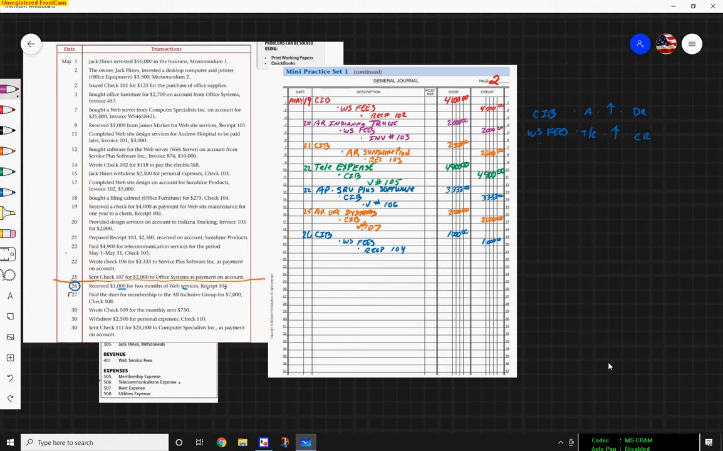We got the 27th now. Let's take the 27th. What happened on the 27th? We paid dues. Well, we know that means something. That's going to be our cash in bank. And membership expenses, for $7,000. Wow, what is that? A country club or something? All right, and that was check number 108.